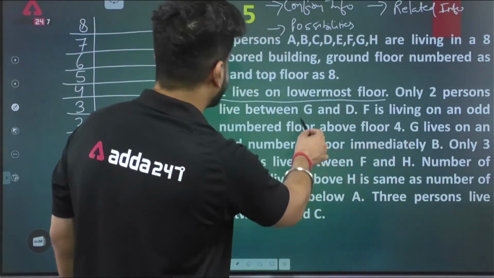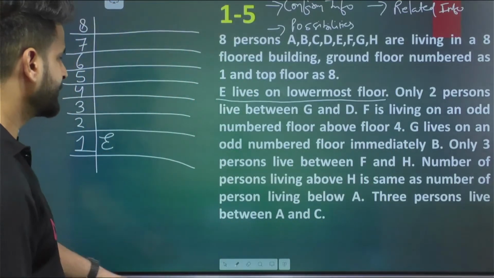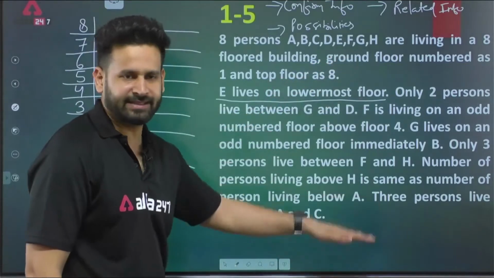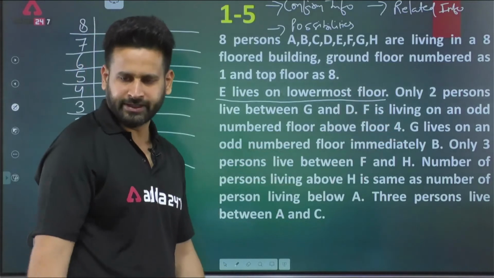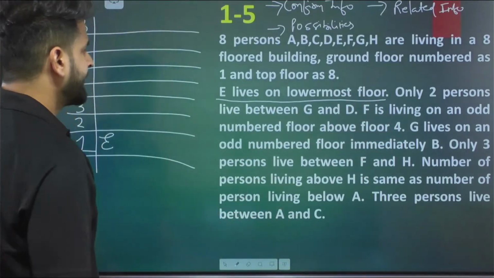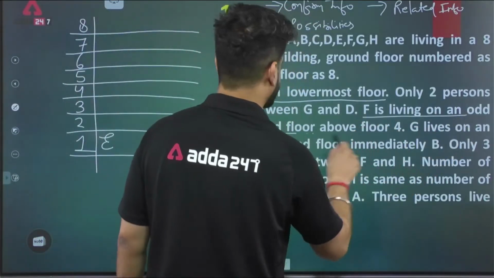Only 2 persons between G and D. F is on an odd number floor above the fourth. Related to E, if you see the complete passage, no other information is given. That's perfectly fine, no worry. We will find another condition. F is living on an odd number floor above the fourth. I will pick this F.